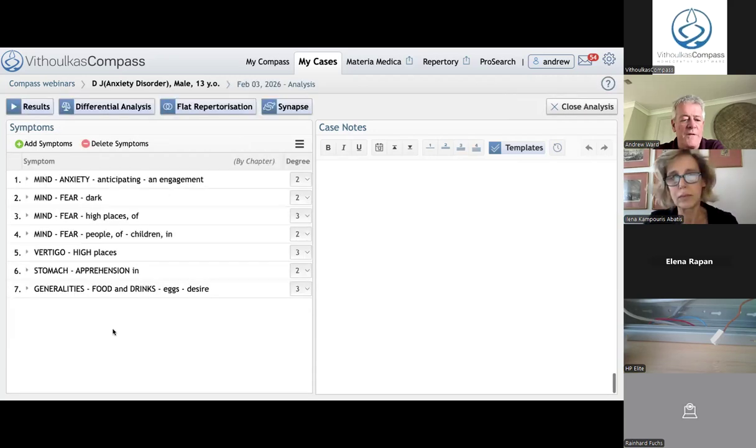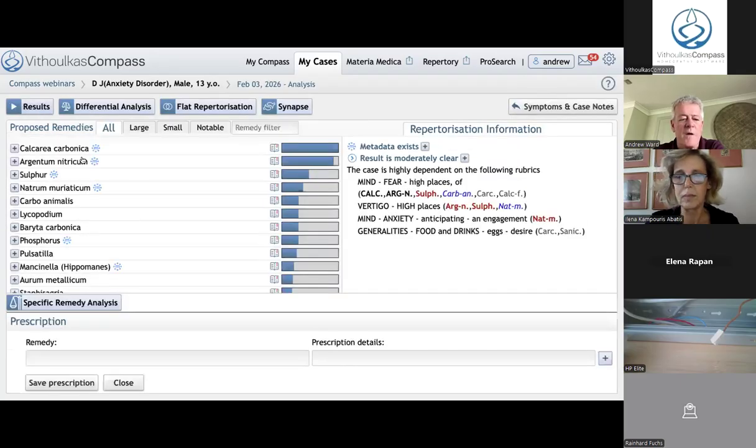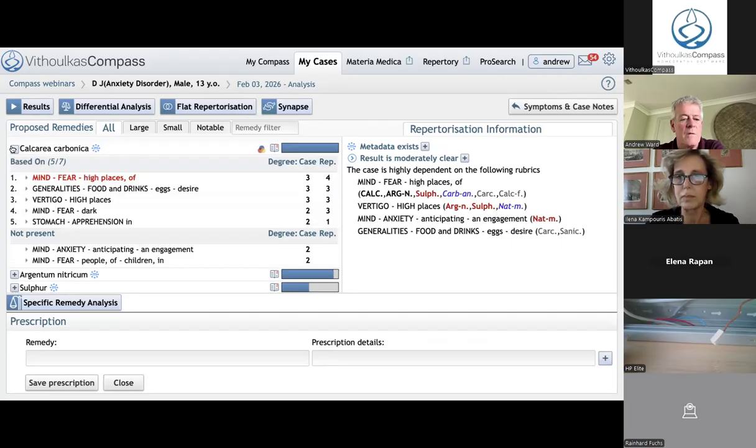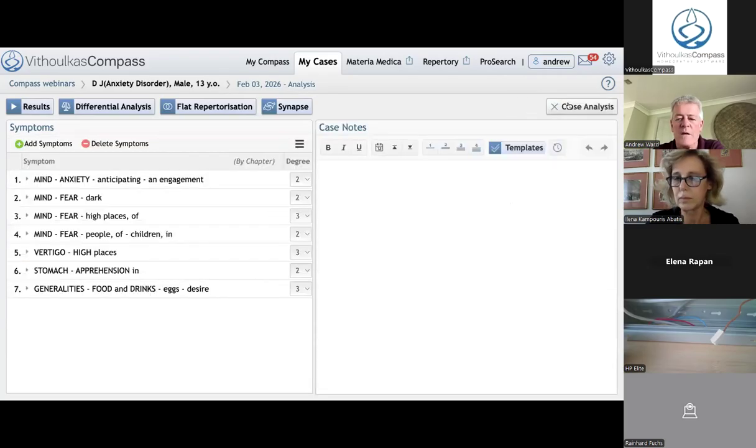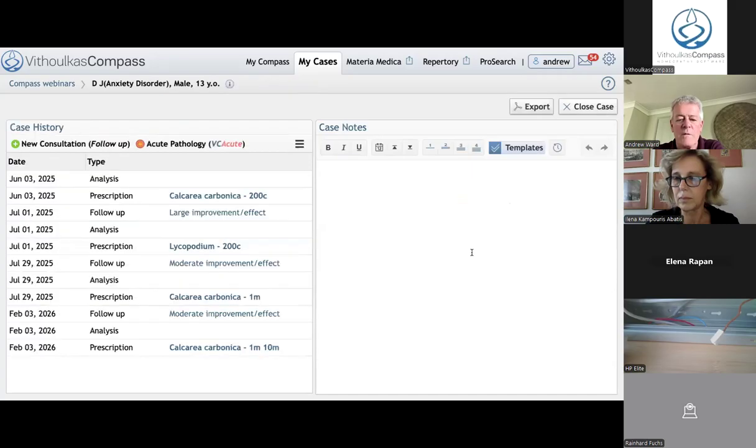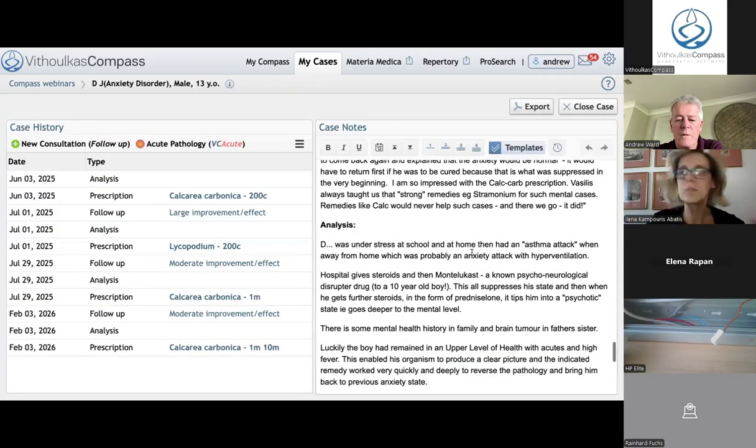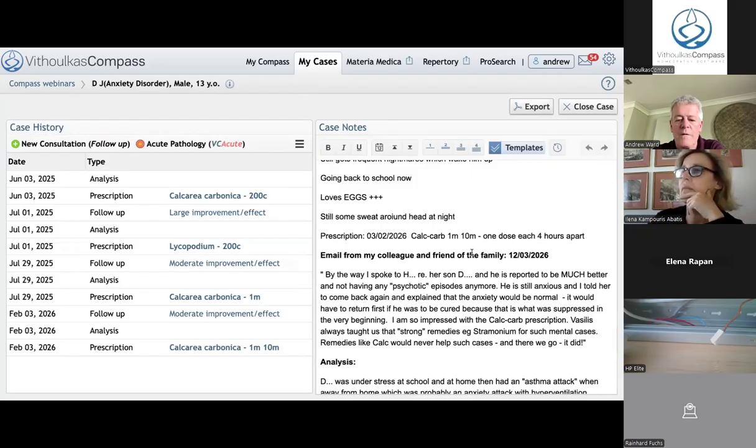So the final analysis, we still see calc coming up top with argentum nitricum. Pretty much similar symptoms that he had before, general symptoms. So on the 3rd of February, I repeated the 1M and 10M as 4 hours apart, so an increased dose.